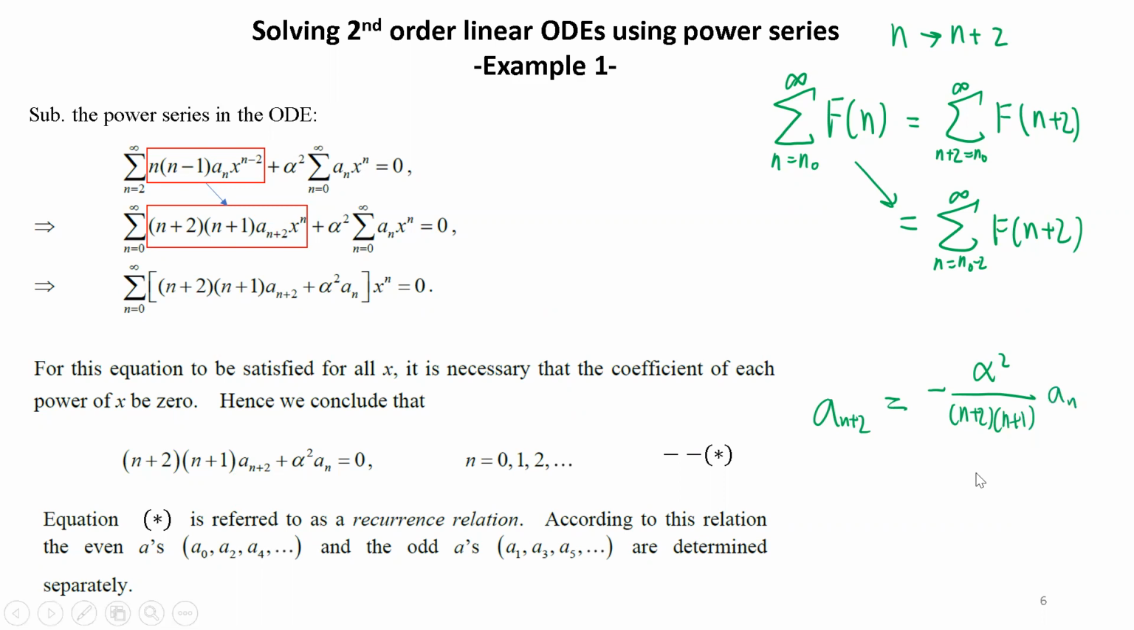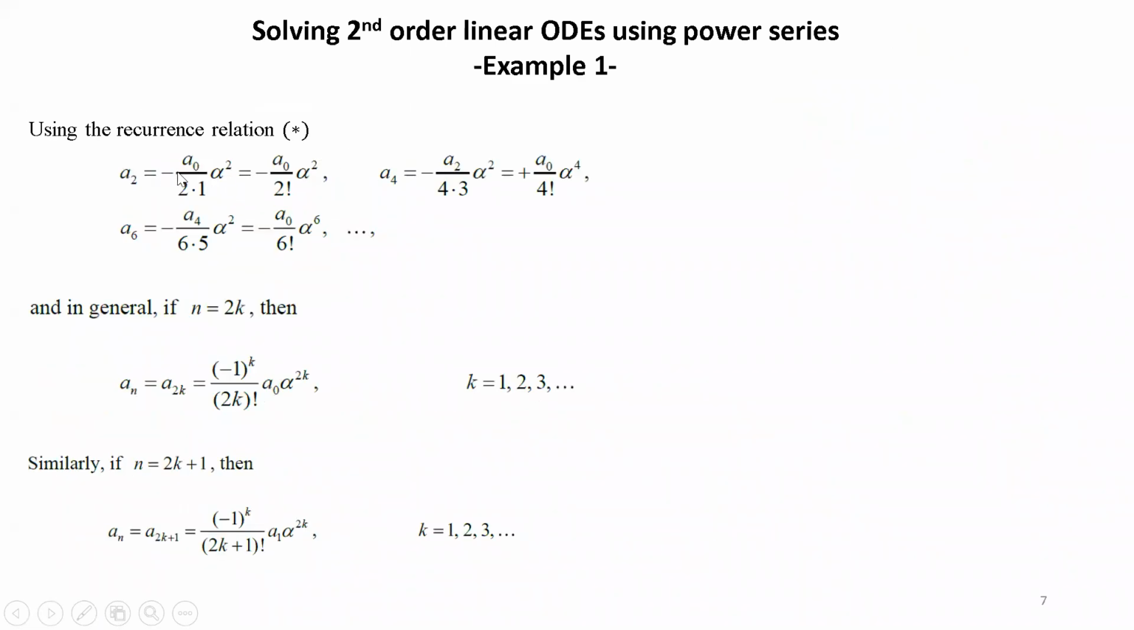So then put n equals 0. Then the right hand side is a0 over here, alpha square, and then 0 plus 2, 0 plus 1, so 2 times 1. And then on the left hand side, you have a2. So this is how you relate this a2 with a0. And so that's what I write here.